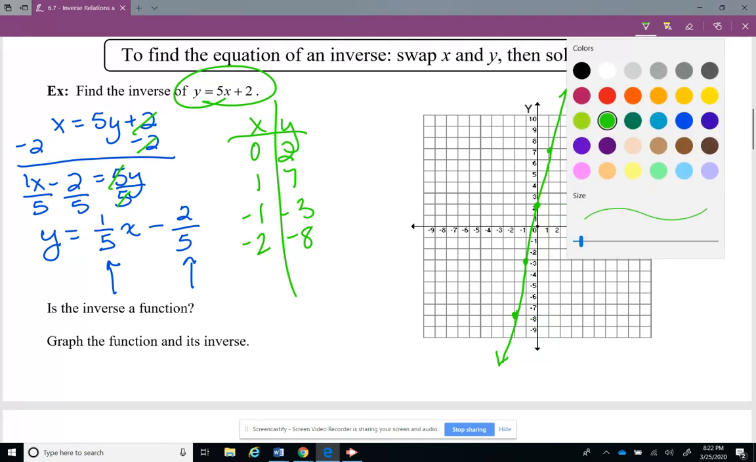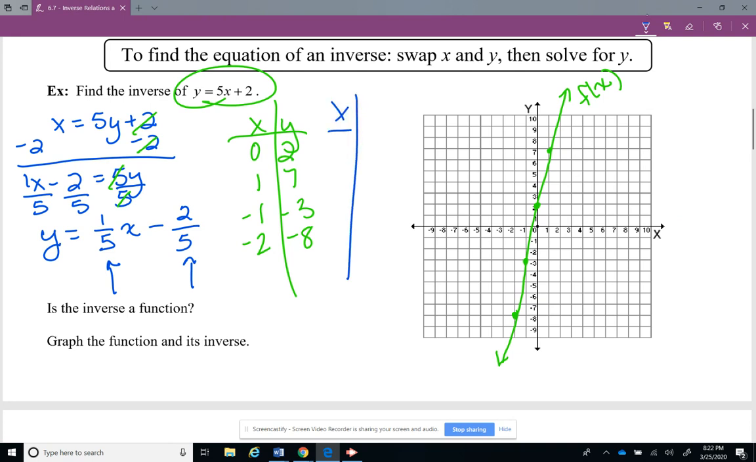Now we're going to do the inverse, and we're going to just flip those points. 0, 2 becomes 2, 0. 7, 1. -3, -1. -8, -2. Now go plot those. 2, 0. 7, 1. -3, -1. -8, -2. Connect your dots. And that was a whole lot easier graphing the inverse than it was. I'm going to circle it in red.